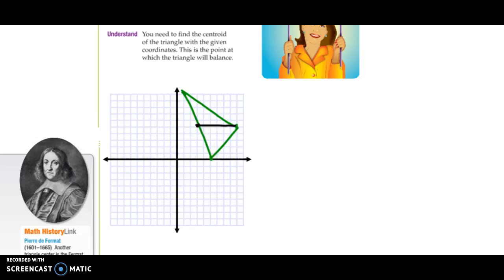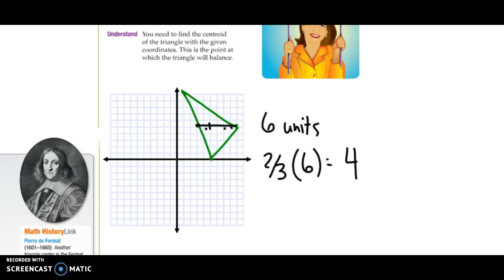And so I have then a median with the length 1, 2, 3, 4, 5, 6 units in length. To find the centroid on that median, it is going to be at 2/3 of the length, which would be 4 units away. So 4 units would be at this point right here, and that then would be the point 5, 5.